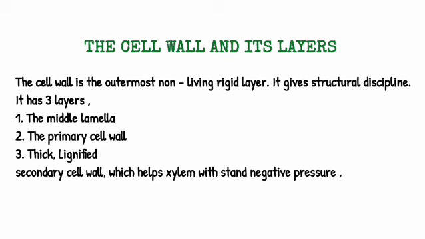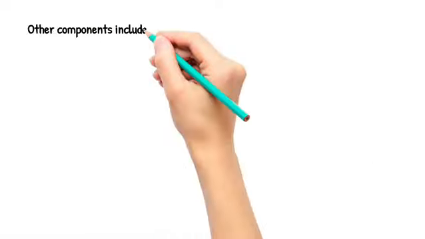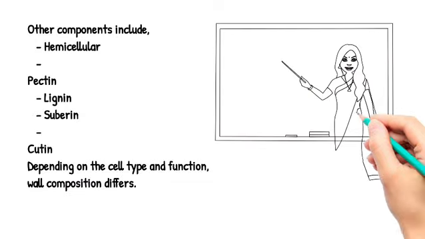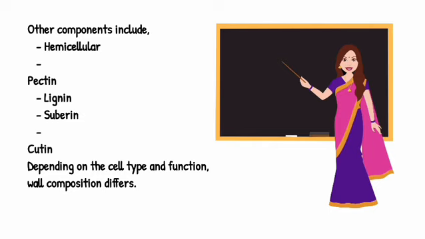The primary component of the plant cell wall is cellulose, a linear polymer of beta-1,4 linked glucose units. The other components include hemicellulose, pectin, lignin, suberin, and cutin. Depending on the cell type and function, the wall composition may differ.